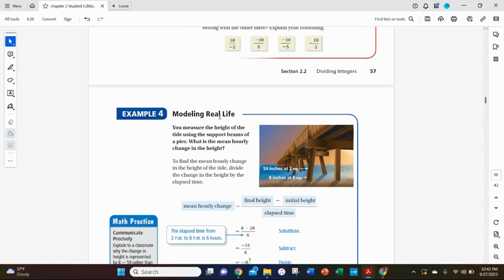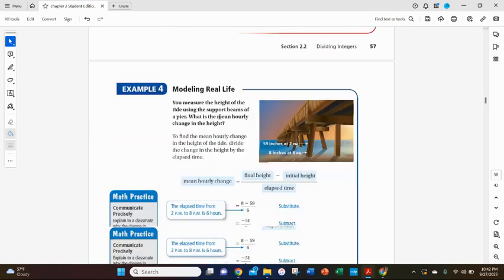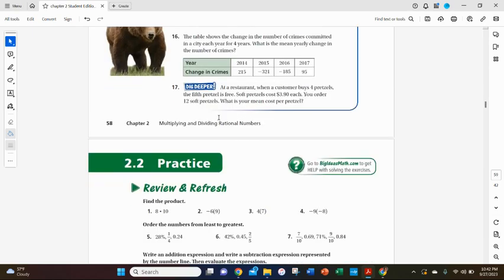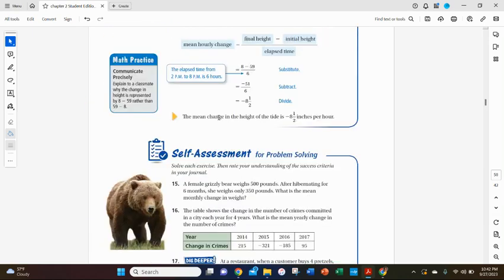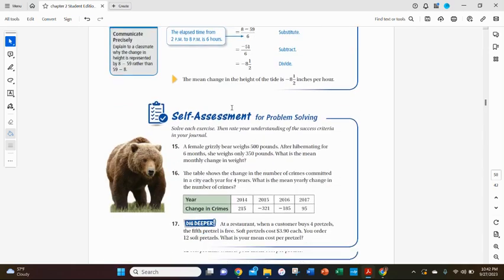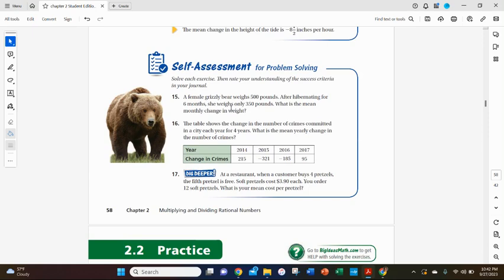Oh, maybe that's all I got. No, that can't be. Oh, here we go. We got some word problems. Of course, we have some word problems to do. Let's see. Which one should we do? Let's do these down here, the self-assessment.